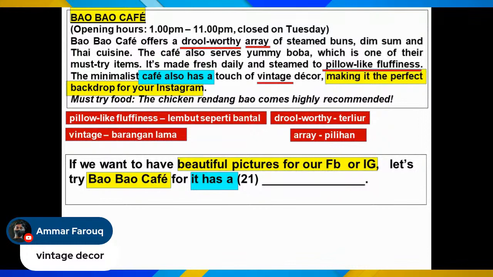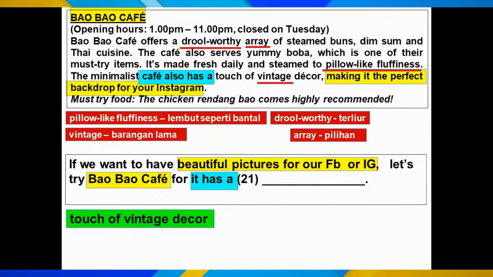So we get several answers here. Now let's take a look. Someone answered touch of vintage decor. Can you count the number of words? How many words? 1, 2, 3, 4. Remember, the instruction says write no more than 3 words. So sorry, we cannot accept this answer, right? This is the common mistake made by students. So please be careful with the instruction.